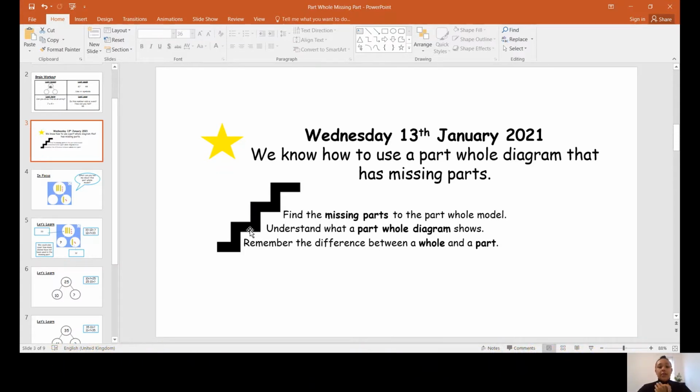Today, we are going to be learning how to use a part-whole diagram that has missing parts. Our steps to the stars are: remember the difference between a part and a whole, understand what a part-whole model shows, and find the missing parts to the part-whole model. Previously in the week we've looked at partitioning and we've also looked at the part-whole model, but today we're going to be looking at that same model but with different parts.